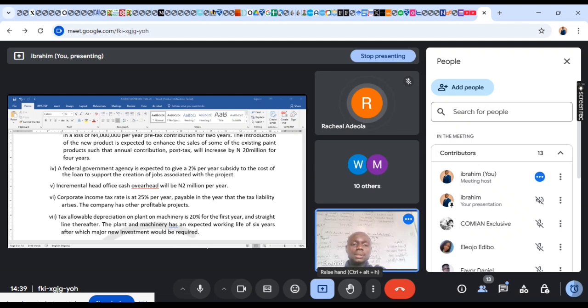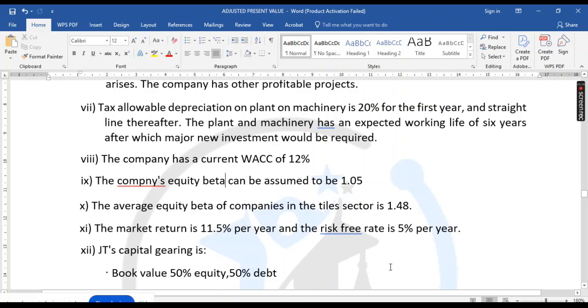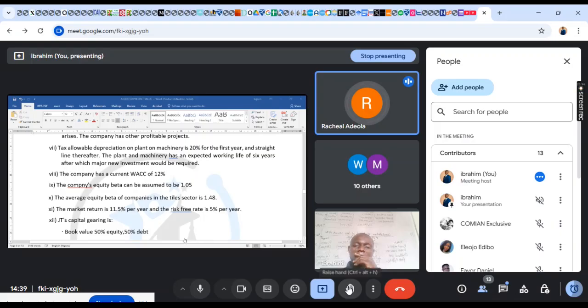Tax allowable depreciation on plant and machinery is 20% for the first year, and straight line thereafter. The plant and machinery have a working life of 6 years. Major new investments will be required. Now, this question is kind of technical, but guess what? It's simple.